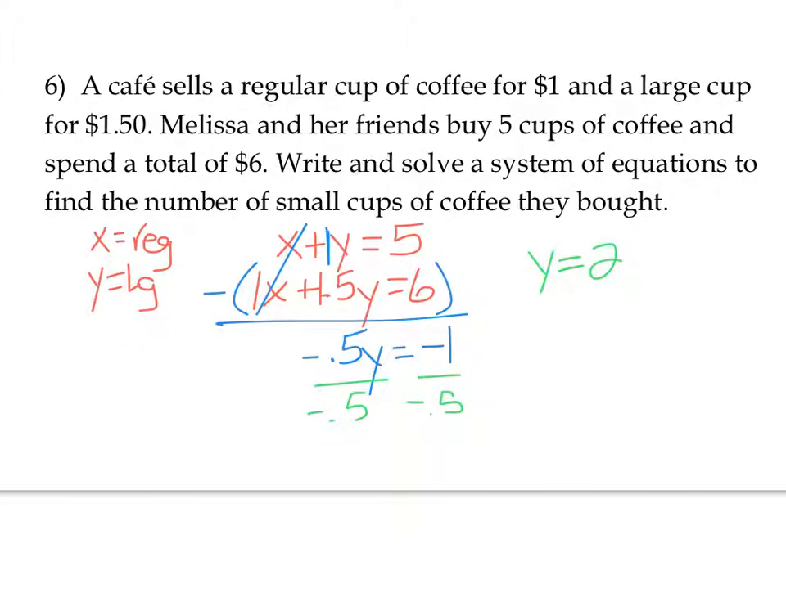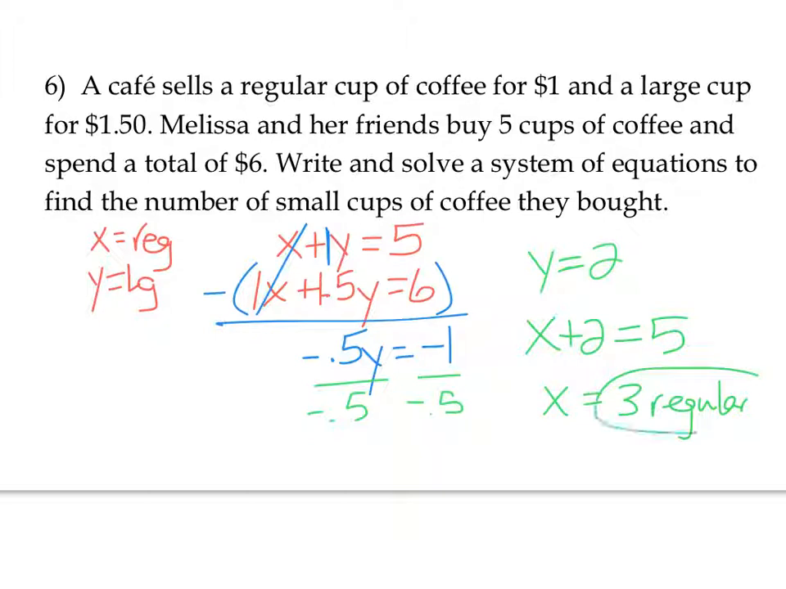So I have y equals 2. Remember, y is the large cups of coffee. So they bought 2 large cups of coffee. The question asks me to find the number of small cups of coffee. So I can take the 2 and plug it back in here for y, because I know that when I add them together, I should get 5. So I'm going to have x plus 2 equals 5, which means x is 3 regular, or small, cups of coffee. Okay.